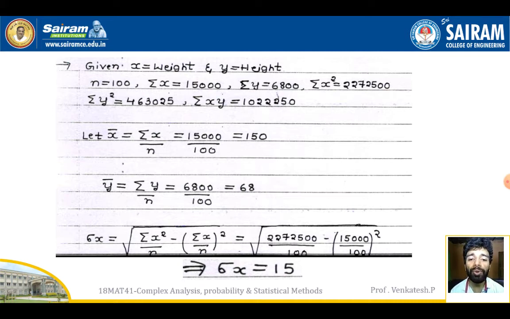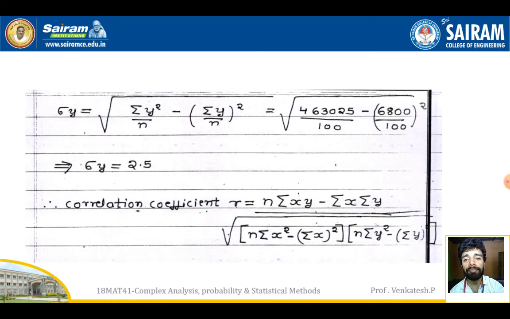So it will be equal to the square root of 2272500 by 100 minus 15,000 by 100 whole square. On simplifying the equation, we get the standard deviation of the x series as 15. Similarly we find sigma y, the standard deviation with respect to y. We get the square root of summation y square by n minus summation y by n whole square. On replacing the data, we get the square root of 463025 by 100 minus 6800 by 100 whole square.